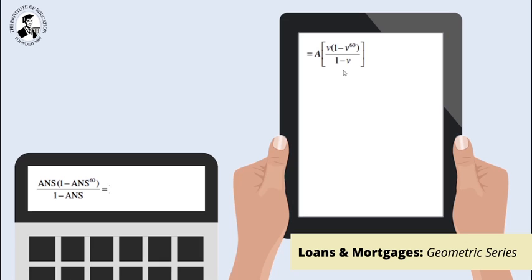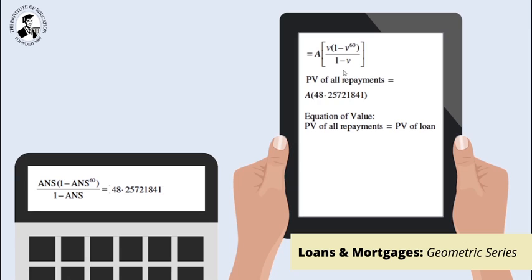From the calculator, the value is now 48.25721841. By the way, this is now the value in the answer memory. Thus, the present value of all of Susan's repayments can be written as A multiplied by this number. Now we can form an equation that will allow us to calculate A. This equation is the equation of value, which says that the present value of the payments made by one party must be equal to the present value of the payments made by the other party to the loan agreement.